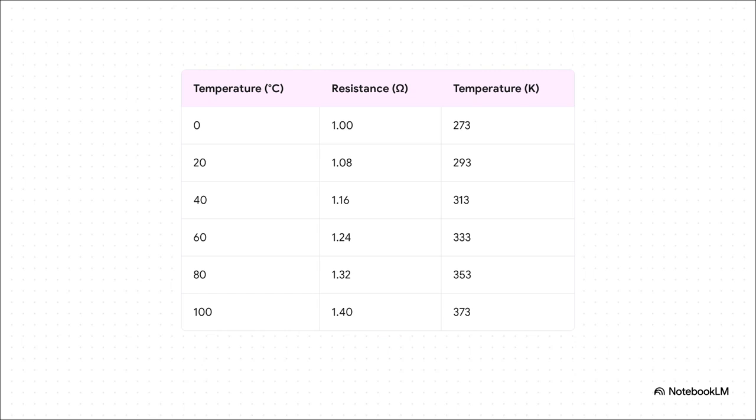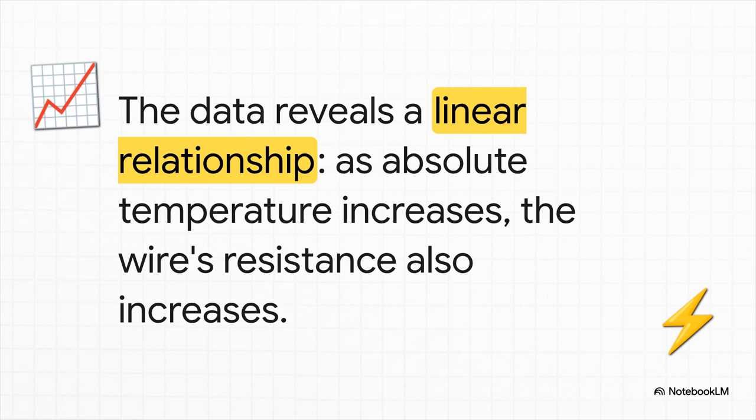So we do our simple conversion and add that third column for Kelvin. Now we're comparing the wire's resistance not to some arbitrary scale, but to the actual thermodynamic temperature. And this is the magic. When you plot resistance against the absolute temperature in Kelvin, you get a perfectly straight line. It's a clean, direct, linear relationship. More absolute heat means more atomic vibration, which means more resistance. It's a simple physical law that was totally hidden until we started using the right scale.